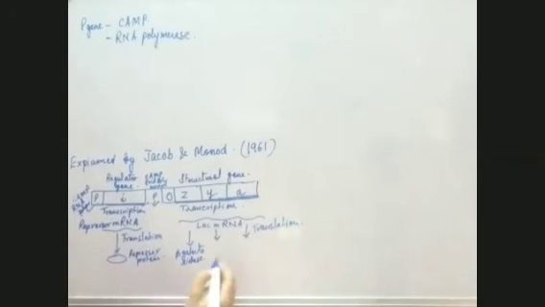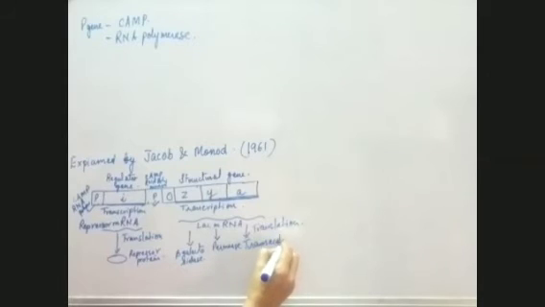Beta galactosidase. The second one, formed by Y, is permease. And the third one, which is formed by A, is transacetylase. So you can see this is what happens in the lac operon.